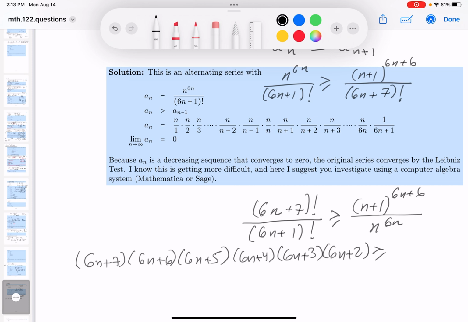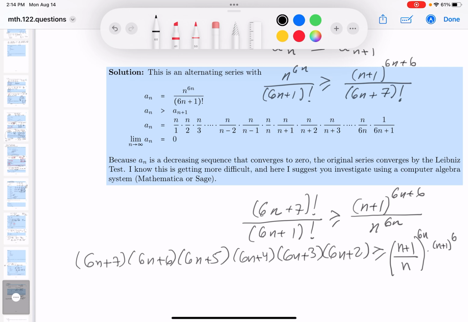All right? Now I'm going to look at the next thing. I'll concentrate on the n plus 1 over n to the 6n, and then what do you get over there? You get something else, wouldn't you? You get n plus 1 to the 6th power. Let me see if I did that right. Yeah, I think I did okay. All right. Let's look at that.